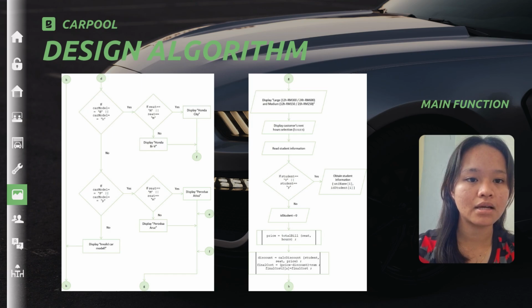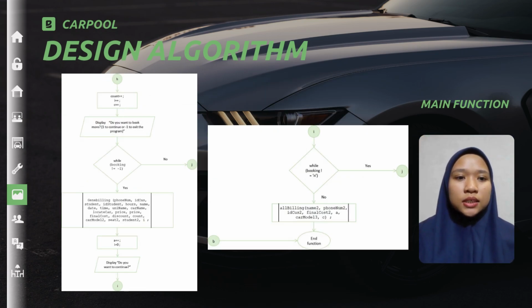Calculate the total price. The system calculates the total rental bill based on selected seat type and rental hours. Apply student discount if applicable. The system calculates the discount and the final cost is computed as final cost equals price minus discount plus sum. The final cost is stored in final cost 2 square bracket A. Next, increment counters. The system updates the counters count++, I++, and C++.